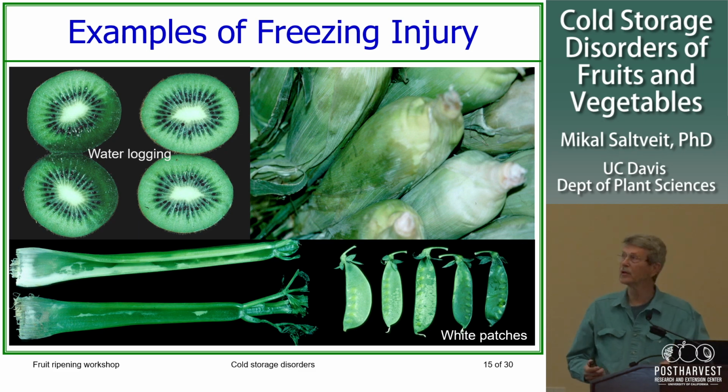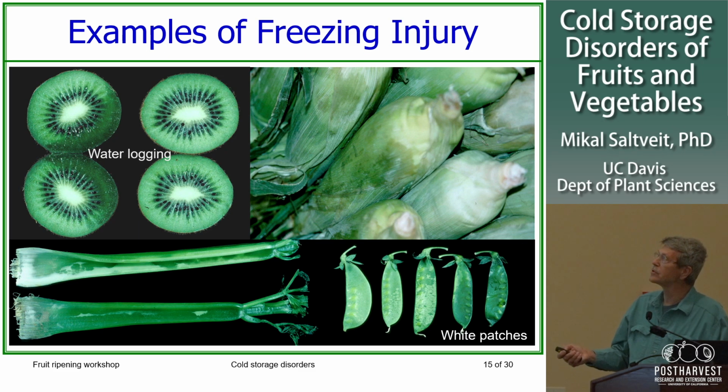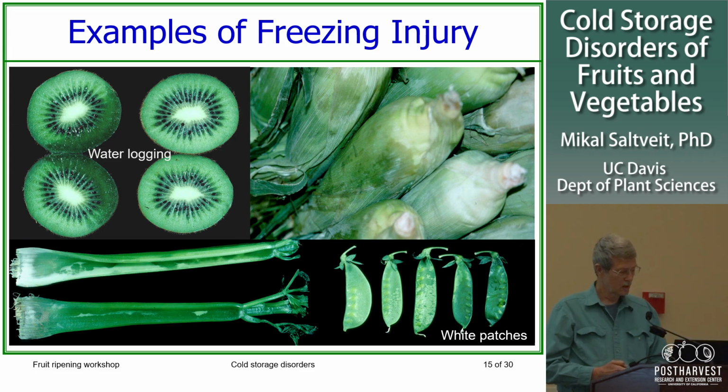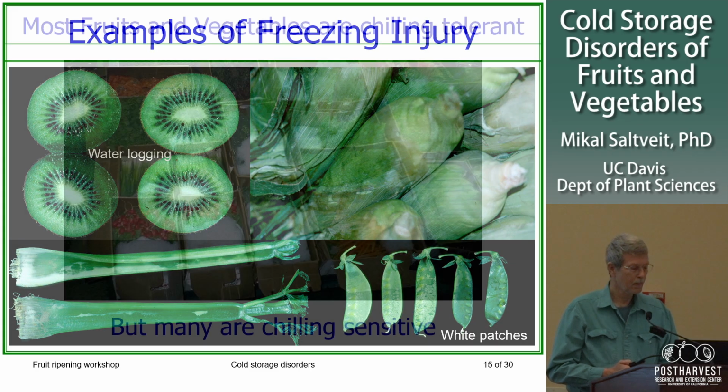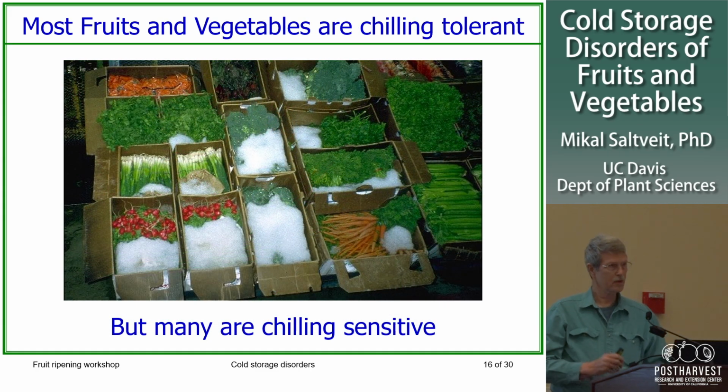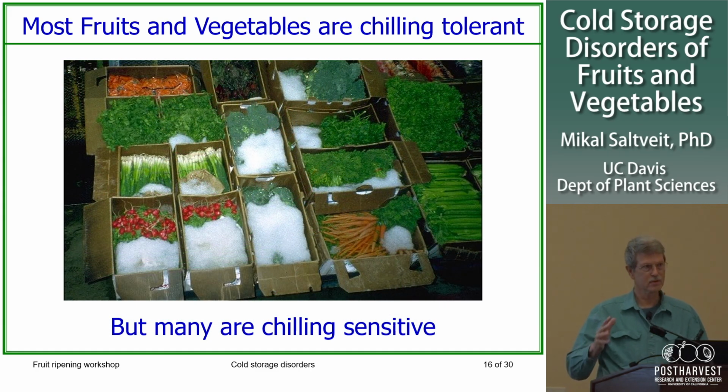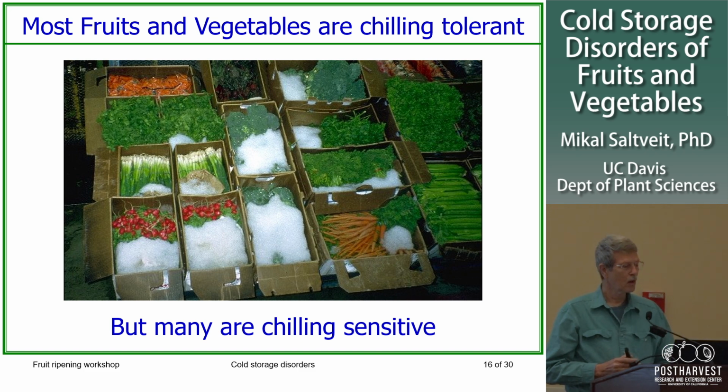More examples of freezing injury here. We have waterlogging of tissue in these kiwi fruits. We have waterlogging here in corn and celery. White patches occur on celery and here on these sugar peas. So those are freezing injury. But okay, so that's freezing. That's actually when ice crystals form.